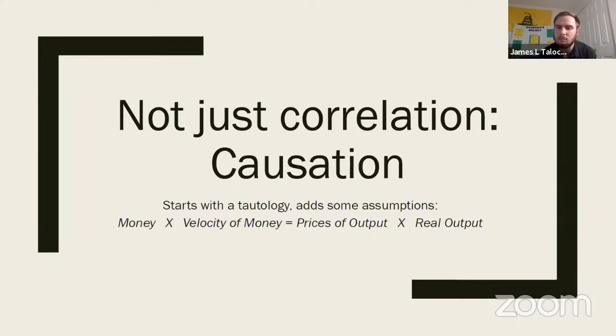So like a lot of equations, like a lot of theoretical models, it starts with a topology and then builds in some assumptions. The way the quantity theory starts off, it's the idea that spending equals income: money, some measure of money, times the speed at which it's spent, money times velocity, equals prices of output times real output. So as you know, it often goes by MV equals PY.